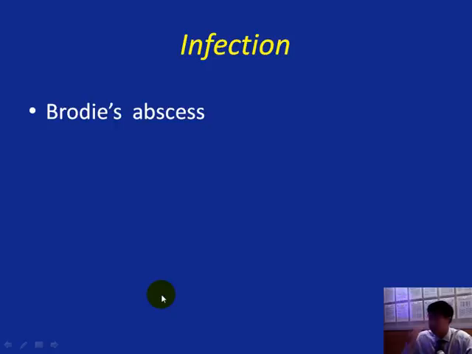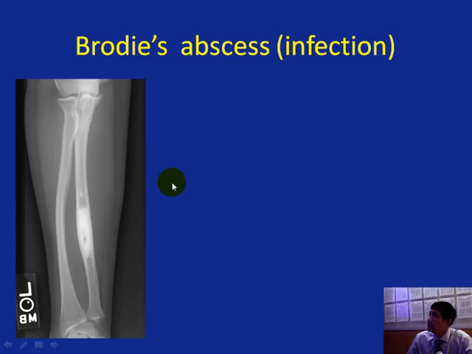So the next category is infection, and this includes Brodie's abscess. So something like this, you see a lesion here within the shaft of the ulna. You also see a small lucency within the center of this. Now, this could be mistaken for an osteoid osteoma, and you would also want to keep that in the differential.